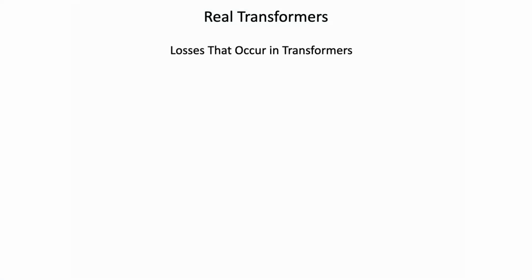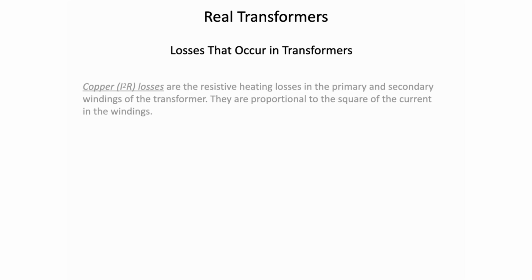The losses that occur in a transformer have to be accounted for in an accurate model of transformer behavior. This model would have to include copper or I²R losses. Copper losses are the resistive heating losses in the primary and secondary windings of the transformer. They are proportional to the square of the current in the windings.